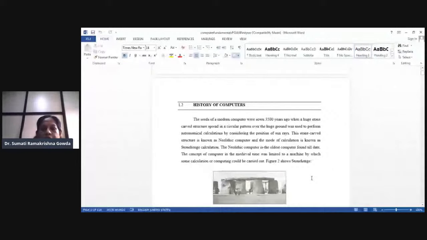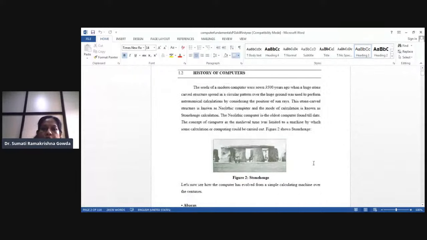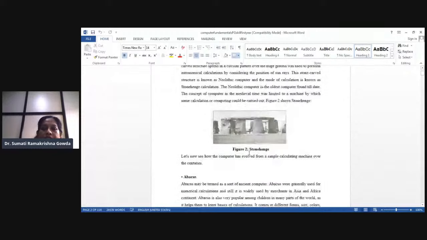Okay, you can see this figure number 2, Stone Age. You can see big stones here, na? So it is here, 3,500 years ago. They used to calculate when the sun rays used to fall on these curved structures of the stones. So this computer is called a Neolithic computer. This Neolithic computer is the oldest computer found till date. The concept of a computer in medieval times was limited to a machine by which some calculation or computing could be carried out. So you can see, this is the Stone Age computer.